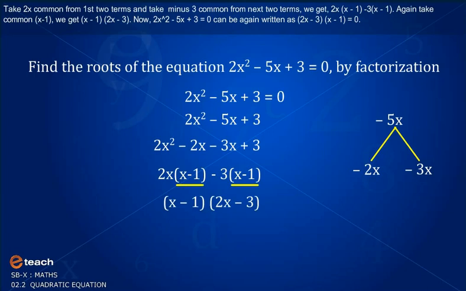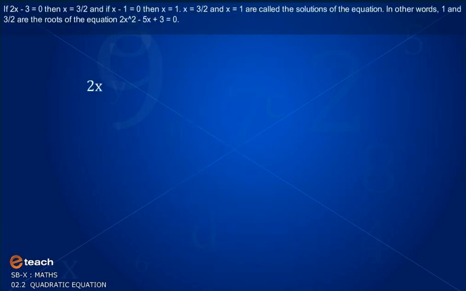Now 2x square minus 5x plus 3 is equal to 0 can be again written as bracket 2x minus 3 into another bracket x minus 1 is equal to 0. If 2x minus 3 is equal to 0, then x is equal to 3 by 2. And if x minus 1 is equal to 0, then x is equal to 1.